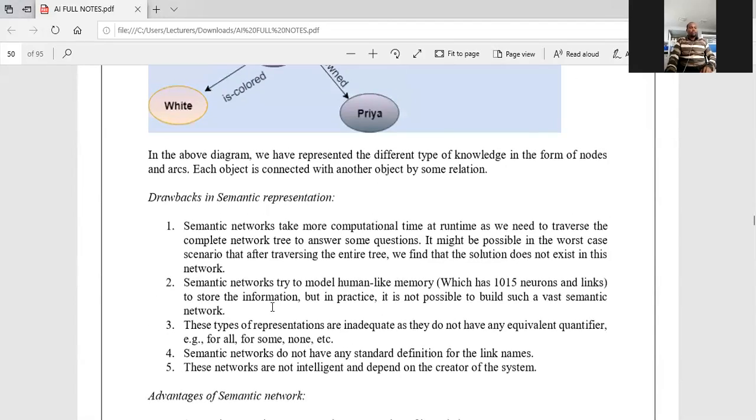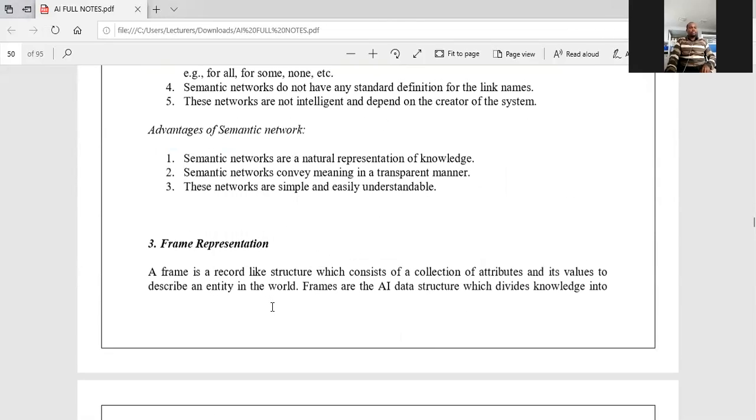Now, what are the advantages? The advantage of semantic networks is that they are a natural representation of knowledge.